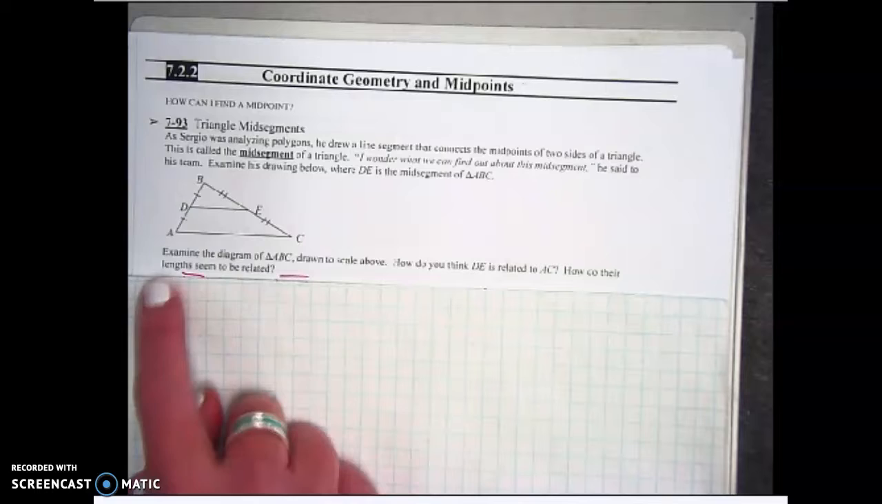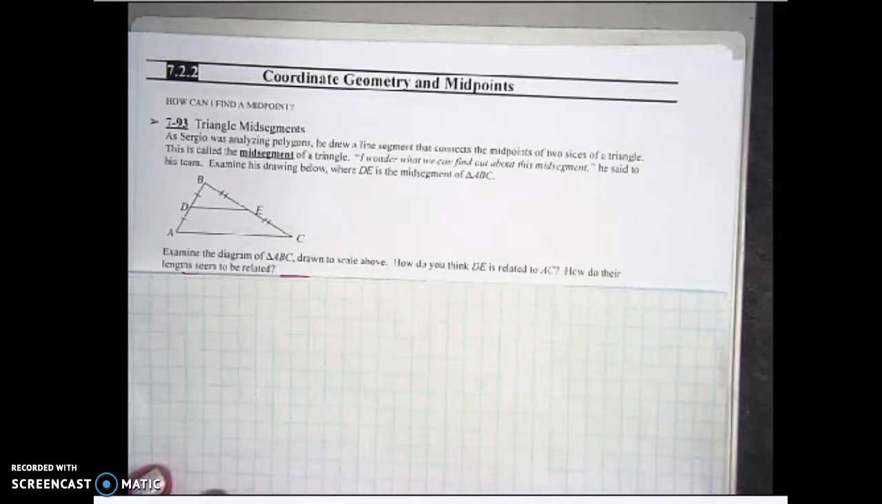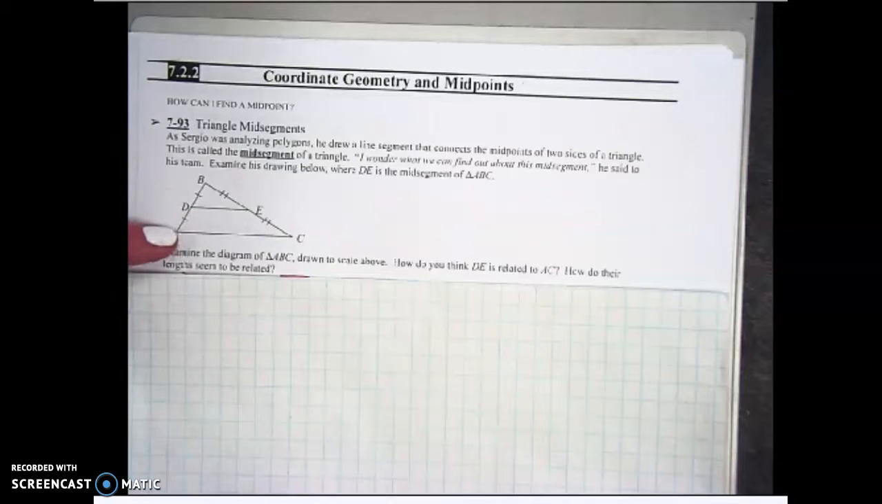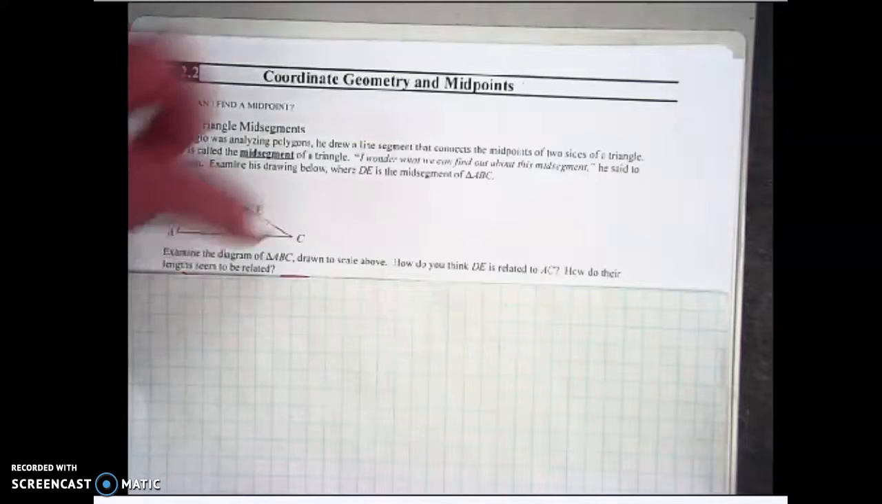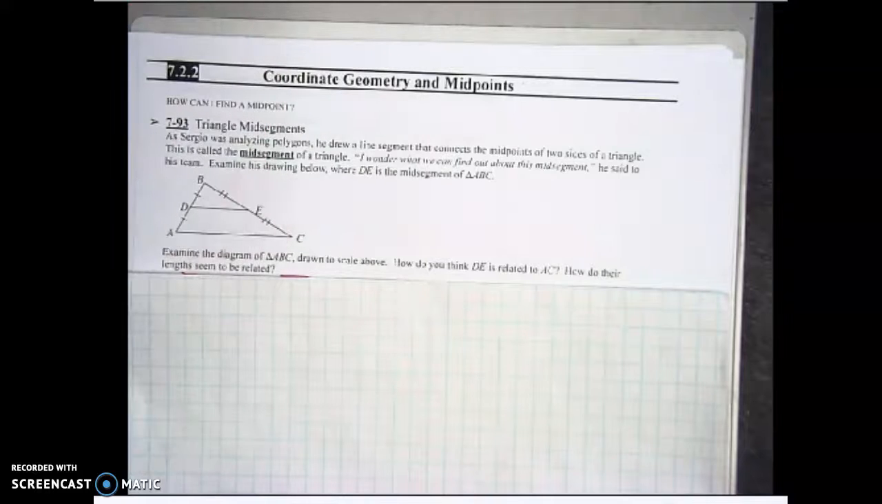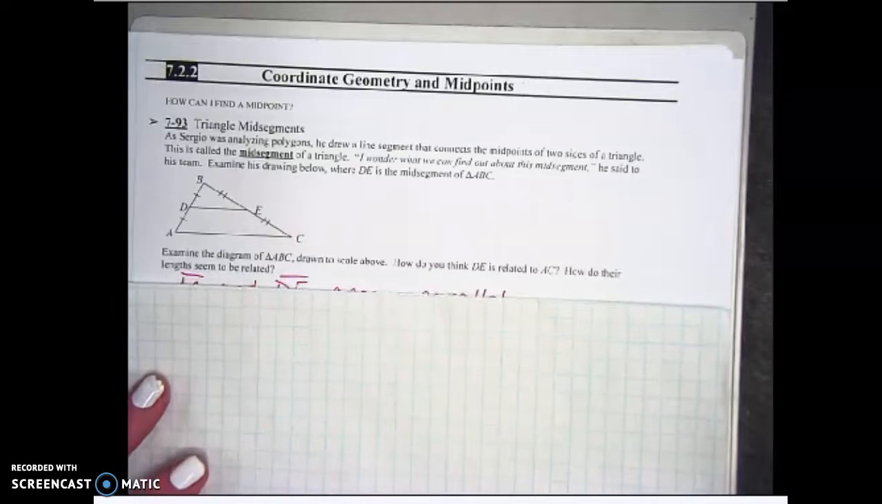Okay. How do their lengths seem to be related? What do you think about the length of DE in comparison to the length of AC? AC is larger. Yes, it clearly is larger. Anybody want to guess by how much? Yeah, sure. Yeah. 2. Okay. So what do you mean by 2? 2 more inches or times 2? Possibly. Okay, so here's what we're going to write.